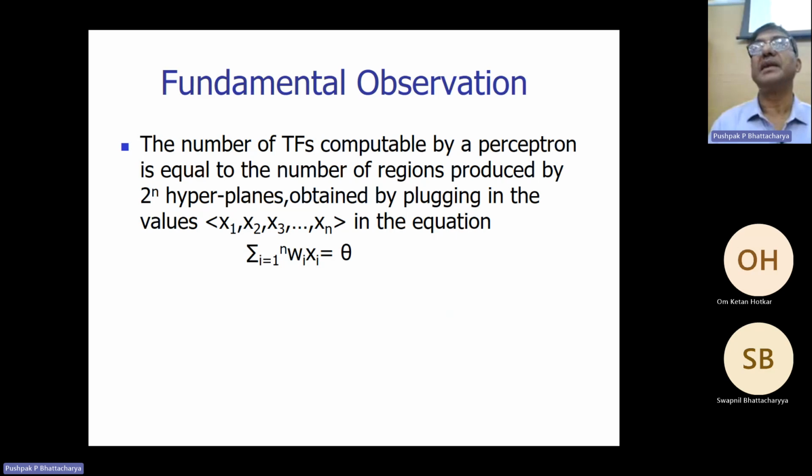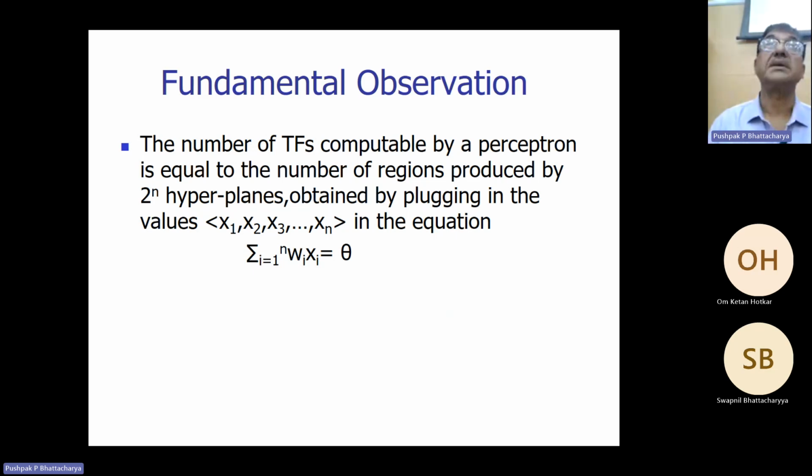Yes, the point is that the number of regions produced gives rise to the computing power, not only for one perceptron, but the whole assembly of perceptrons also. Okay, what is the question? Coming to that. The question was about the number of threshold functions and is there a closed form expression? We are coming to that.